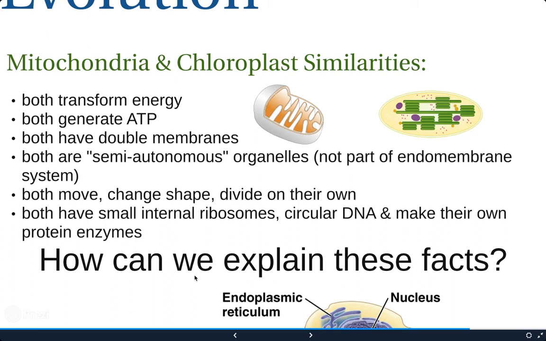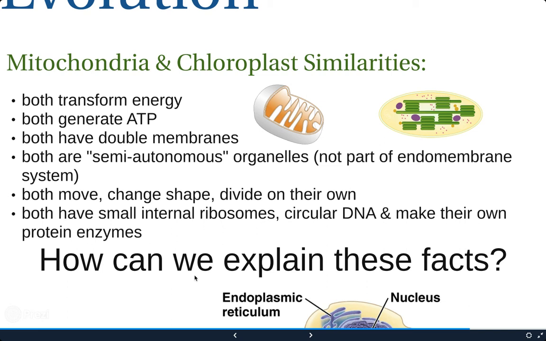Both are, in this case, they wrote semi-autonomous organelles. So that means that they are on their own. They have their own DNA. They reproduce on their own. Both of them move, change shape, and divide on their own. They both have small internal ribosomes, circular DNA. You don't know about circular DNA yet. I'll have to mention that. And they make their own protein enzymes.